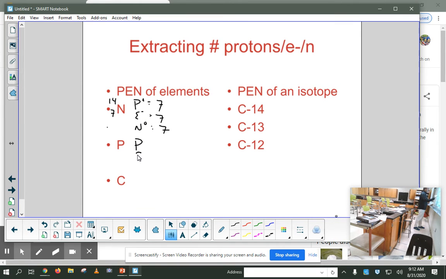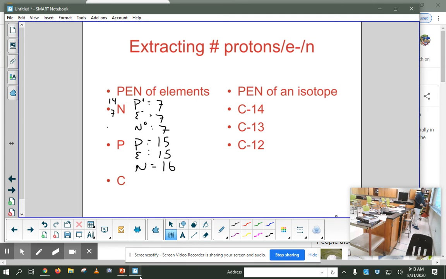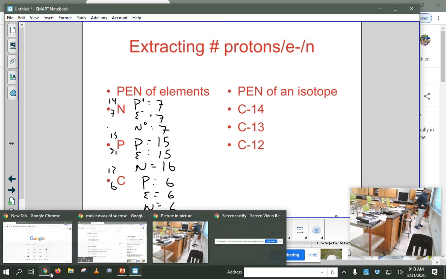Protons, electrons, and neutrons for phosphorus. You look at phosphorus, number 15, you get 15, 15, and you subtract the 2, and you get 16 neutrons. And carbon itself, protons, electrons, and neutrons. Carbon's a real simple one, 6, 6, and 6. From that standpoint, carbon being carbon 12, and phosphorus being 15, and rounding this number to 31.